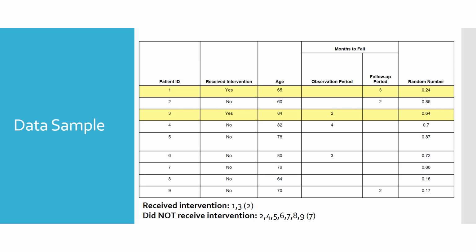So here's the table given containing the data sample for the assignment. As you can see, the two lines that are highlighted in yellow represent the two cases where patients were given intervention for the medical problems. The other 7 patients that are not highlighted in the sample did not receive any intervention. So the patients that did receive intervention were patients 1 and 3. The patients that did not receive intervention were patients 2, 4, 5, 6, 7, 8, and 9.